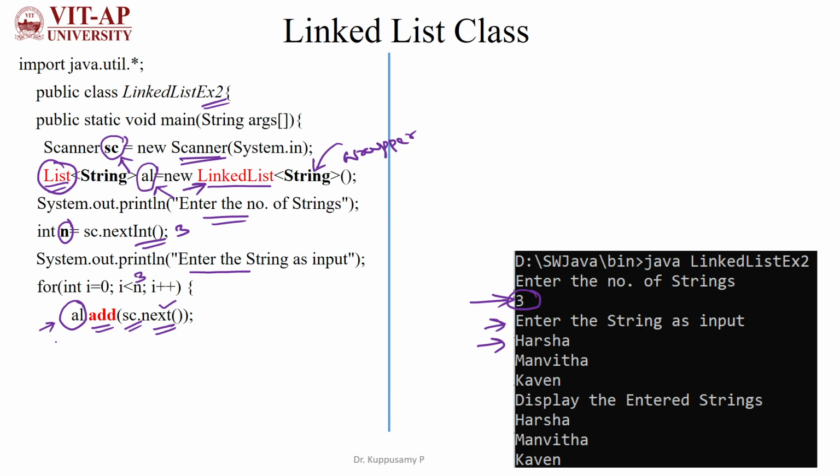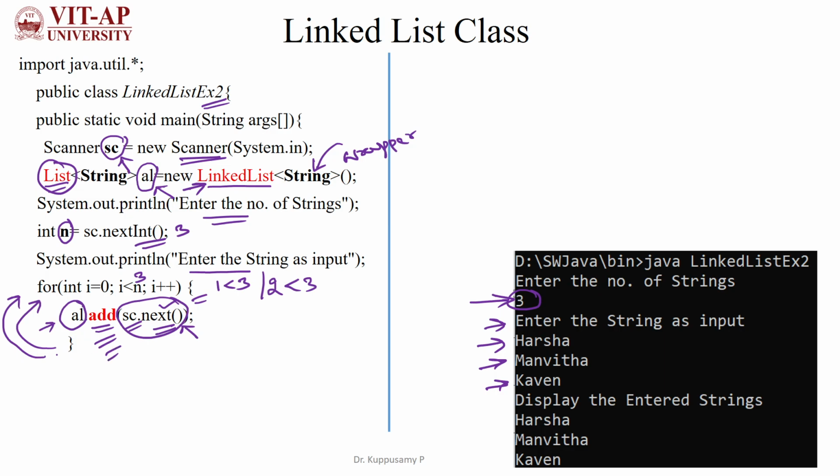Then again going back, I is incremented by 1, so now I is 1, which is less than 3, so the condition is checked. Then again it receives the input, that input is Manvita, which is added into the object al. Then again I is incremented by 1, now the value of I is 2, less than 3, so it gets inside the for loop, receiving the next input, that is Kevin, which is added into the object al.